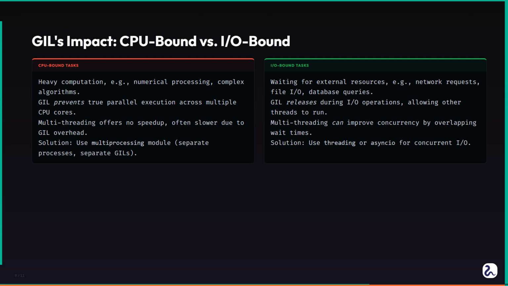However, the GIL releases its hold during I/O operations, such as reading from a file, making a network request, or waiting for a database query. This means that for I/O-bound tasks, Python threads can still provide concurrency benefits. While one thread is waiting for an I/O operation to complete, another thread can acquire the GIL and execute Python bytecode. This is why you might see speedups for network-heavy applications even with the GIL in place.